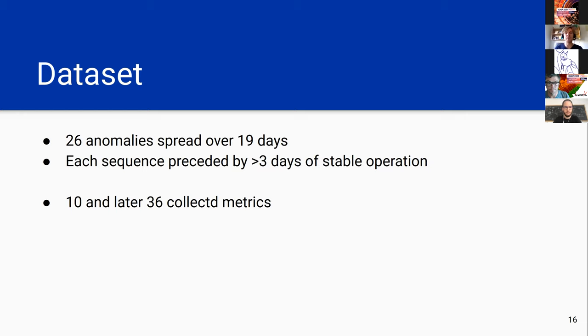Now, in terms of the metric count, we first hand selected 10 metrics from the selection, but later we just said, let's collect all of them and see how the algorithms do. So later we collected all 36 of the metrics.